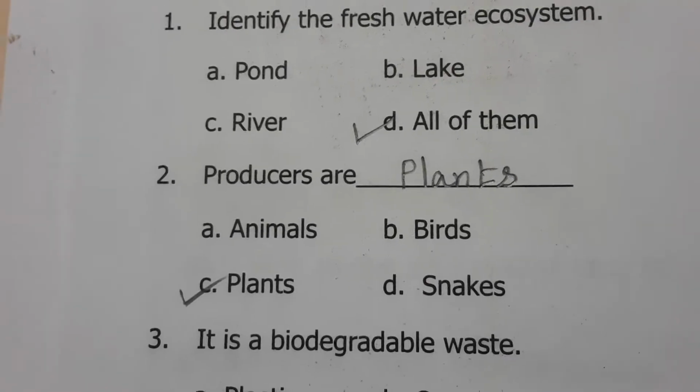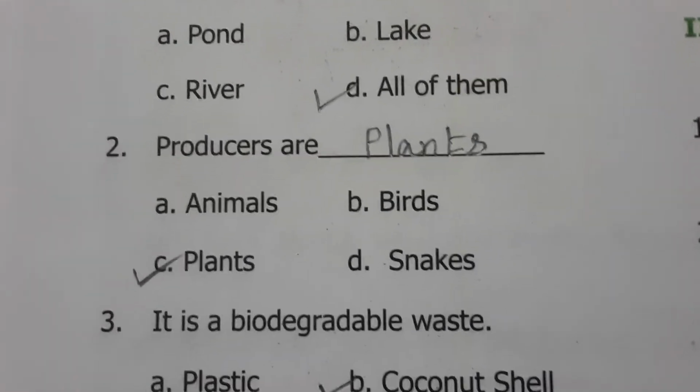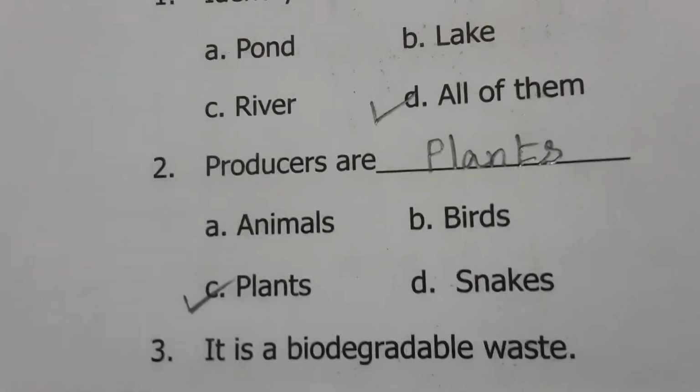The plants are capable of producing their own food, whereas the rest of the animals are never cooked.